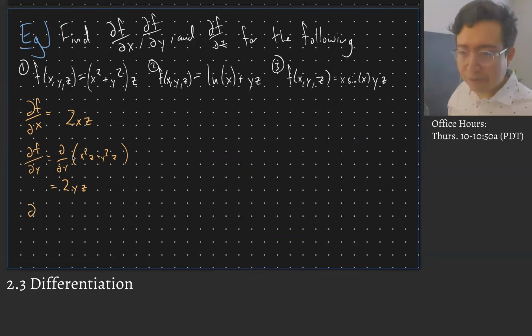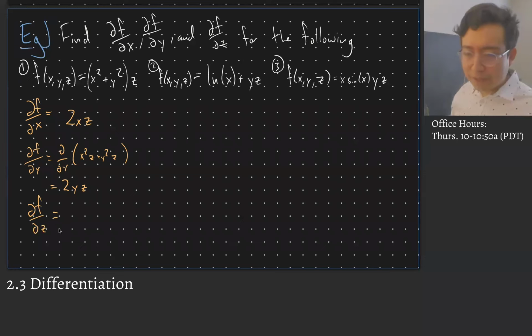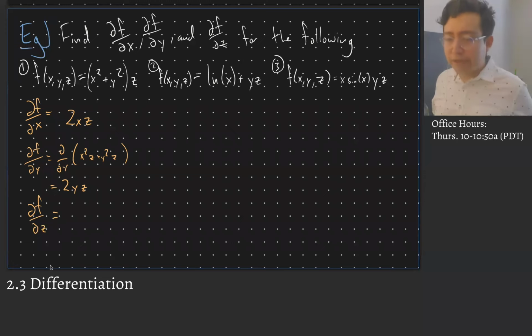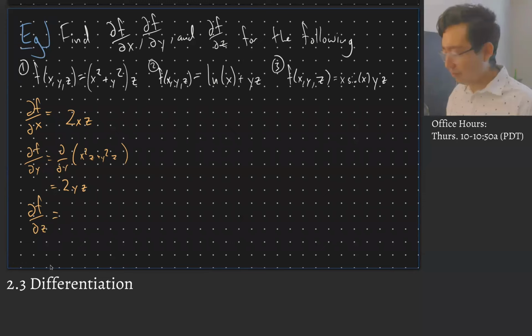Now, these two were very similar, right? We got 2xz, 2yz, because x squared and y squared here are interchangeable, but z is serving a different purpose, right? It looks different in that equation. So the derivative is going to be a little different. What do we think the derivative here is going to be? Remember, as z changes, x and y don't change. So we're treating them as if they were constants with respect to z.